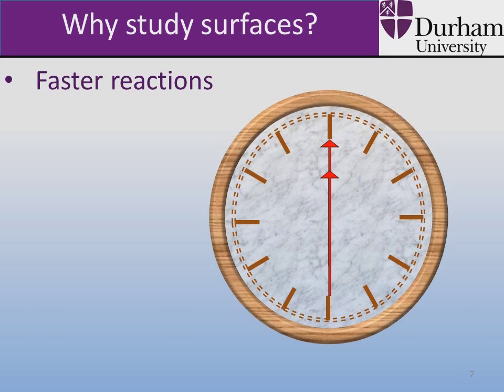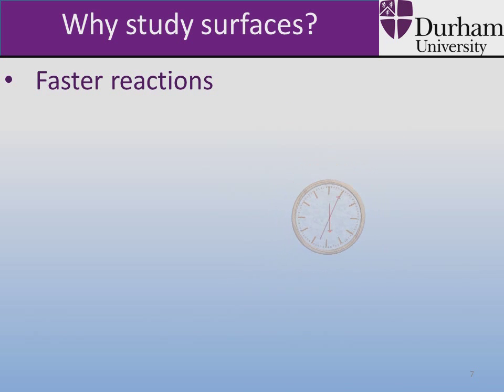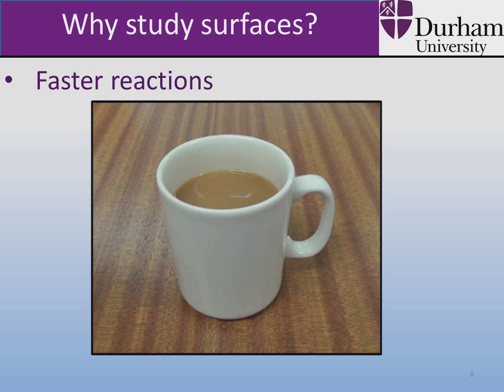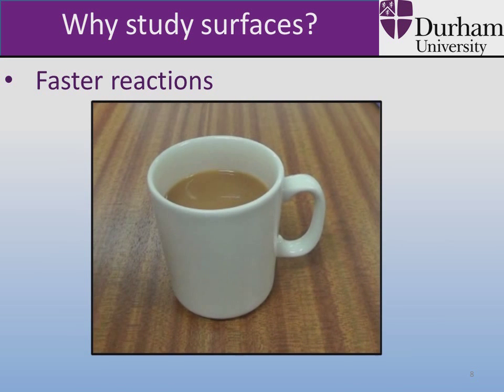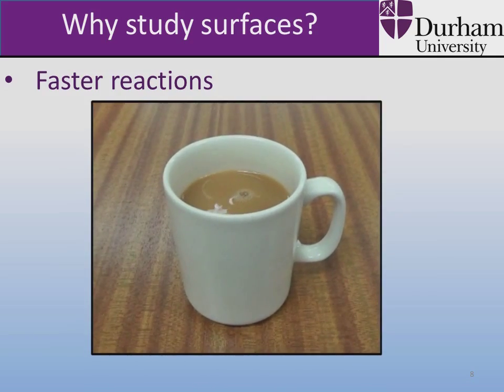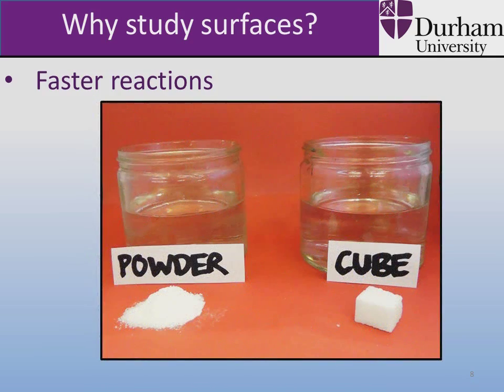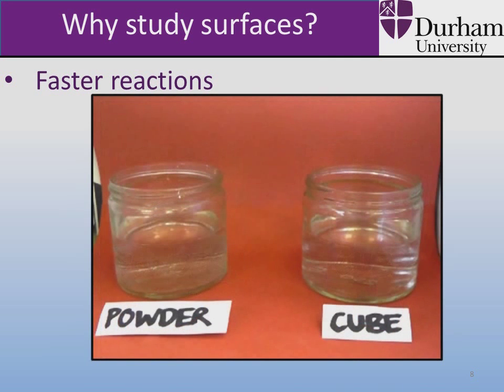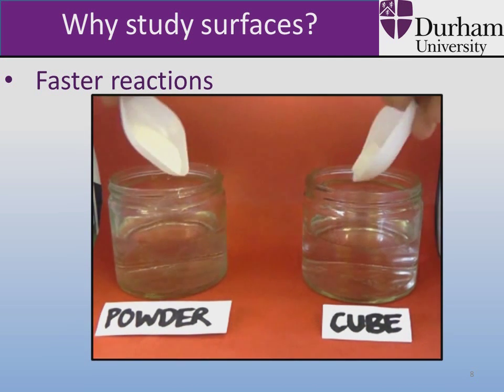Surface chemistry, and how much surface area is on an object, is also really important in making reactions happen faster. For example, we all know that sugar cubes dissolve in water. But have you noticed that sugar dissolves a lot faster when it is broken up into a powder than when it is a full sugar cube? As you can see here, the sugar cube and the powder are added to the water at the same time.